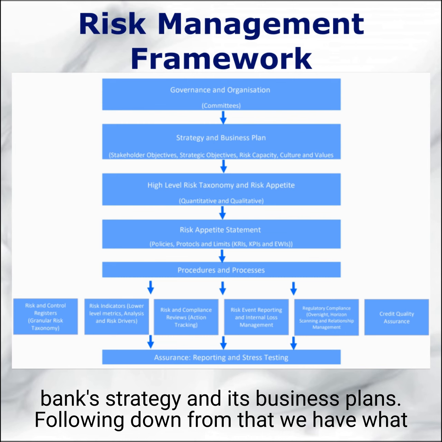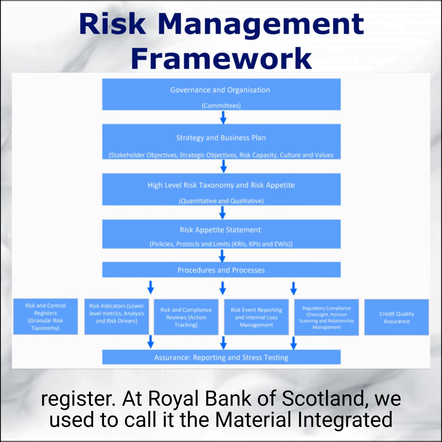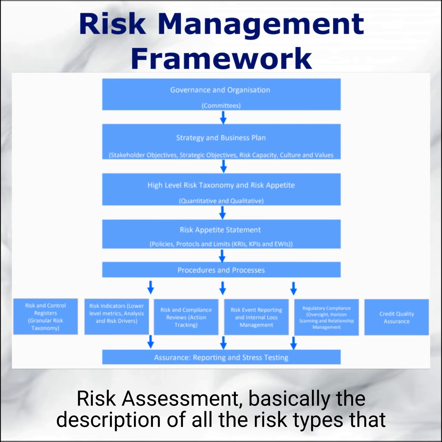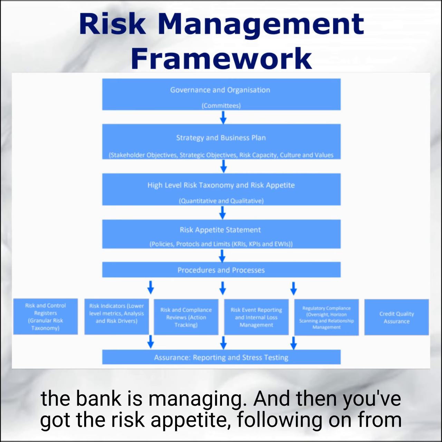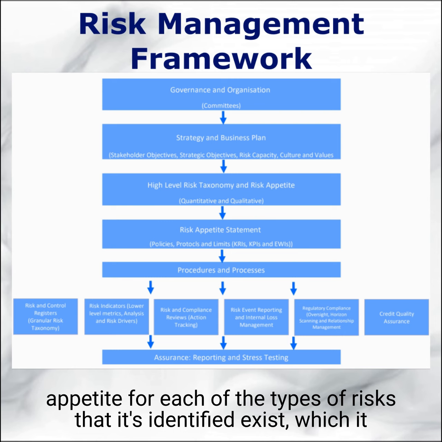Flowing down from that, we have what I've called there the high-level risk taxonomy, or you could call it a risk register. At Royal Bank of Scotland, we used to call it the material integrated risk assessment. That's basically the description of all the risk types that the bank is managing. And then you've got the risk appetite following on from that. That is a qualitative and a quantitative statement of the bank's appetite for each of the types of risks that it's identified exist and which it needs to manage.